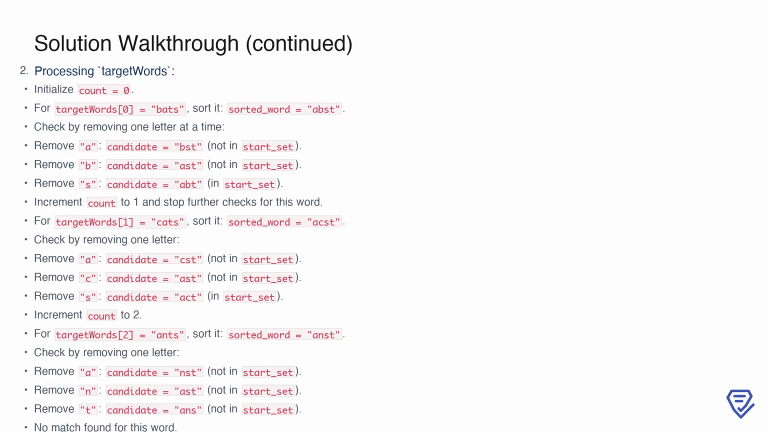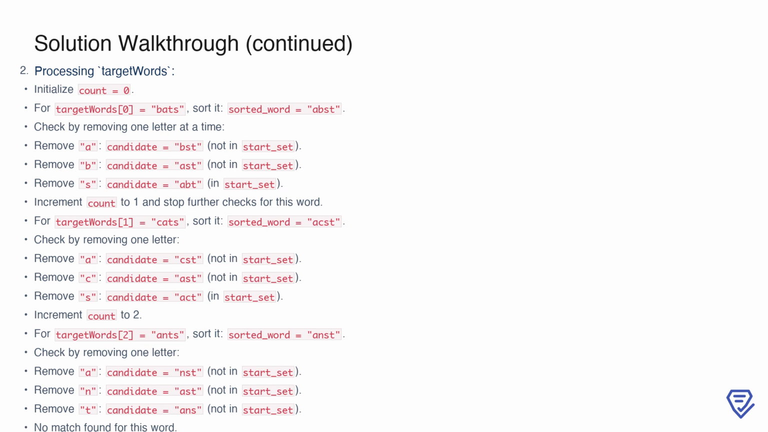Now, we process the target words list to determine how many words can be formed by adding exactly one letter to any word in start words. First, we initialize a counter, count, to 0. For the word bats, we sort it into abst. Then, we systematically remove each letter, one at a time, to form new candidates, bst, ast, and abt. Among these, abt exists in start_set, so we increment count by 1.